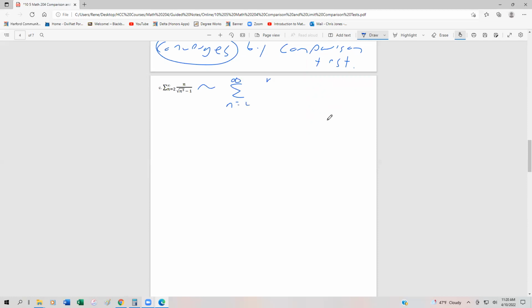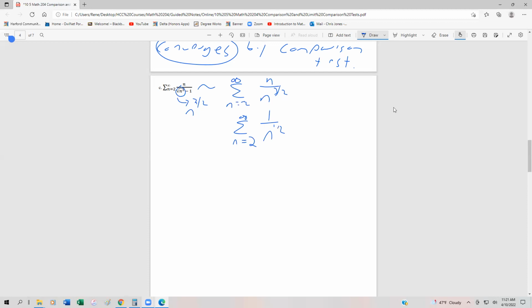In the numerator, we just have n, so we just leave n as n. And the only thing that we really care about here is, think of this as n to the 3/2 if we change that into an exponent. That's going to be the same as n to the 1/2 in the denominator after we simplify. So this is going to be the same as the series n equals 2 to infinity of 1 over n to the 1/2. This is a p series, and the p series is going to diverge. But eventually we'll get to that.